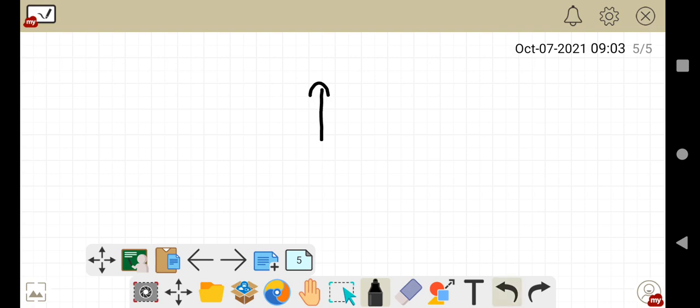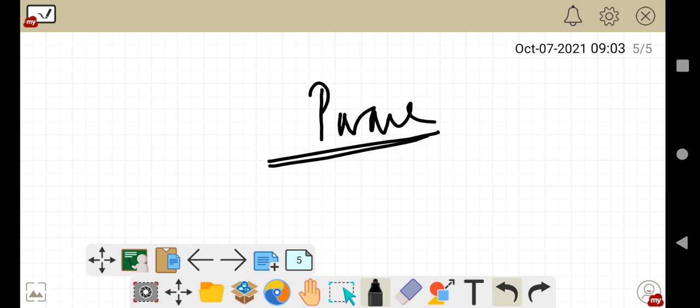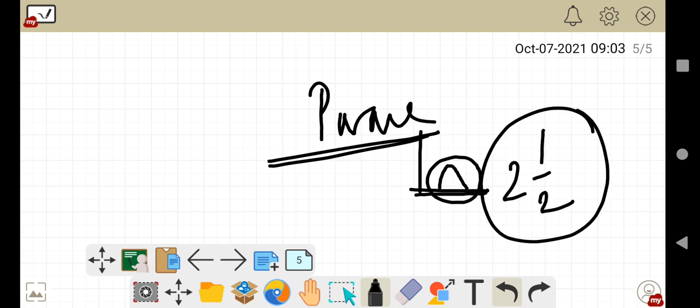So we are coming back to our P wave. Now the P wave traverses actually 2.5 boxes. You can say almost 2.5 small squares, or less than 2.5 small squares.